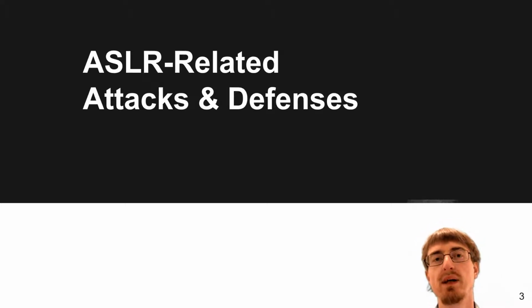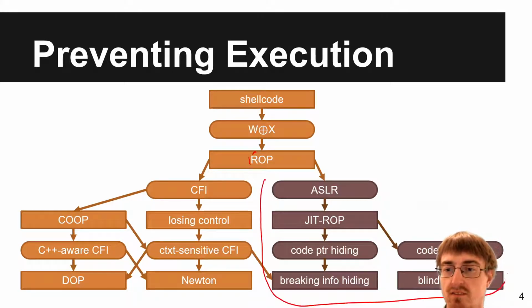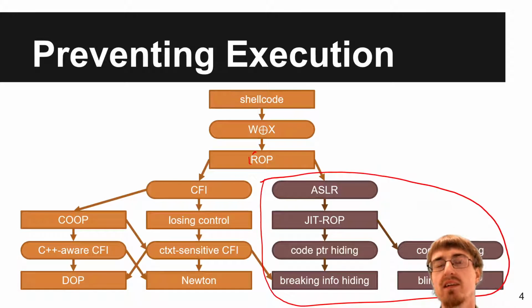This lecture is about advanced exploitation techniques in the context of ASLR-related attacks and defenses. So in the diagram that I showed before, this is the right-hand branch. What happens here is basically that we have ASLR and a bunch of similar defenses, and academics managed to find all sorts of ways to break these defenses. And then again, academics looked for defenses to prevent those attacks. So this is one of the branches, the other one is CFI, which I will discuss later.